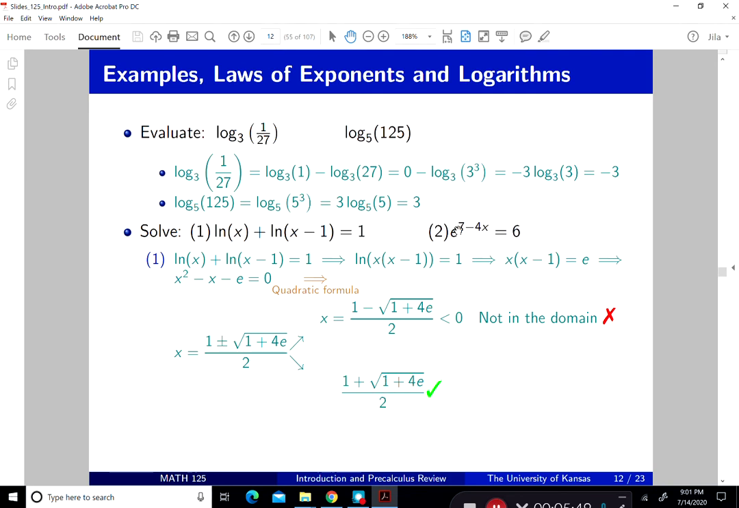Let's move on to part 2 of the logarithmic and exponential equations.